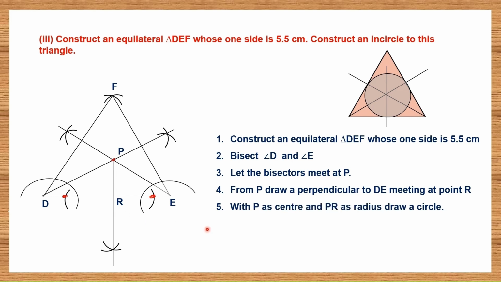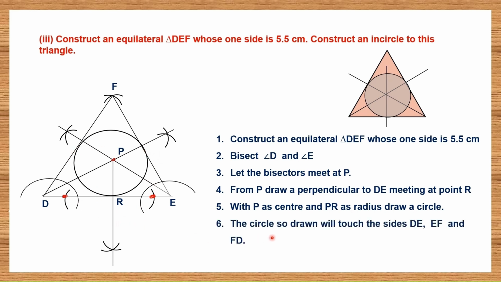Now what is the next thing? With P as the center, we're going to draw a circle. P is going to be the center and the radius is PR. So we're going to take P as the center and PR as the radius and draw a circle. You will get a circle like this inside. This is called the incircle and it has touched all three sides as you can see. This circle is the required incircle. So this is how you construct an incircle.